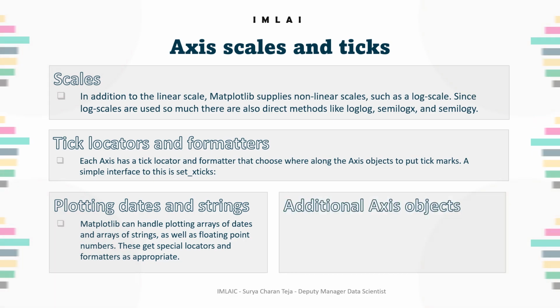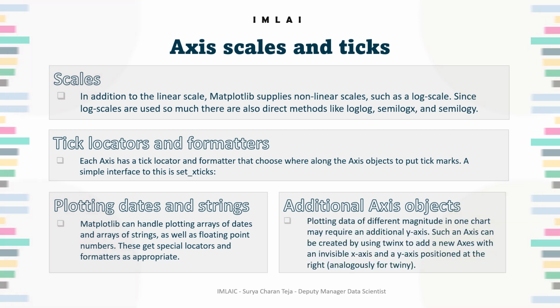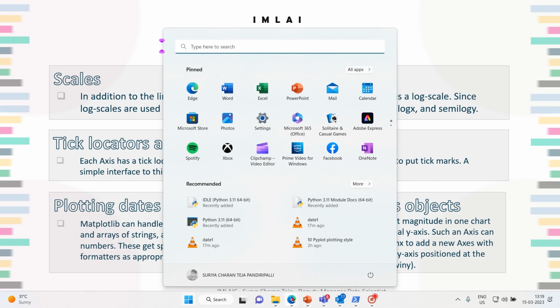Now let's look into a few more additional axis objects. Plotting data of different magnitude in one chart may require an additional y-axis. Such an axis can be created by using twinx. We call it twin x. It adds a new axis with an invisible x-axis and a y-axis positioned at the right, analogously for twin y. Actually, we will do one example for the same so that it would be clear.